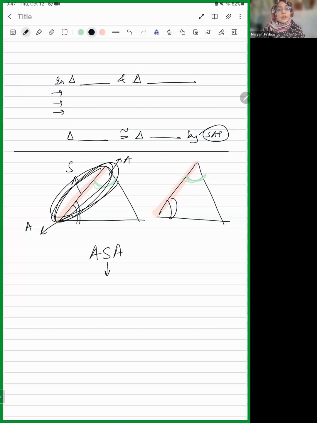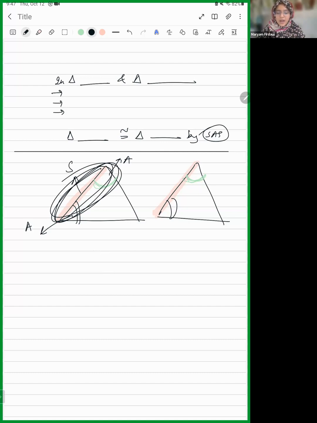Because in angle side angle, this side is between both the angles. This is called the included side. That is why this is ASA. But in RHS, the side is not included, right?